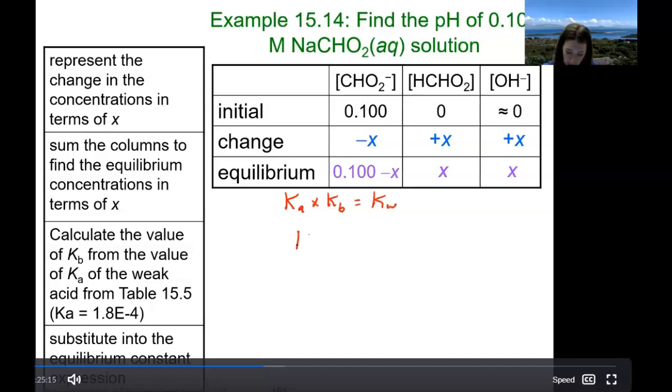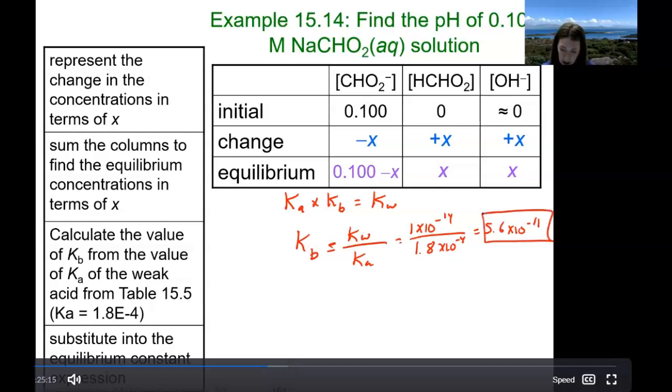Now, remember, Ka times Kb equals Kw. So therefore, Kb equals Kw over Ka. Kw never changes. It's 1 times 10 to the negative 14th. They gave us Ka, which they had to have. This gives us our Kb, which is 5.6 times 10 to the negative 11th. That's the Kb. So again, weak base. This X, when we solve this, it's OH. We had to change our Ka into a Kb.